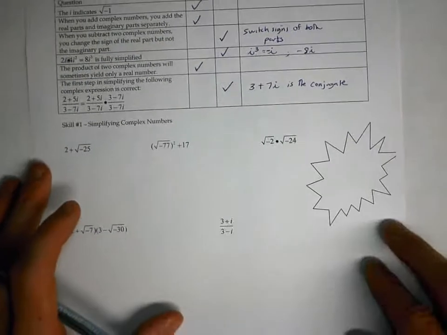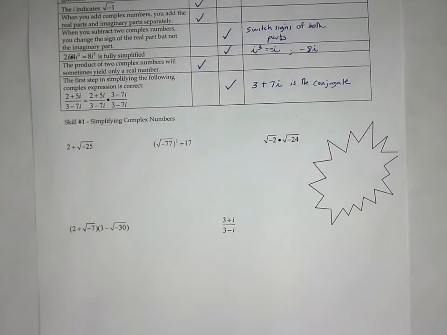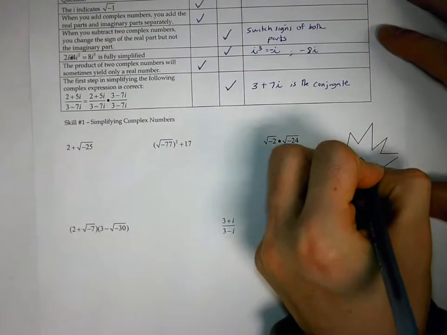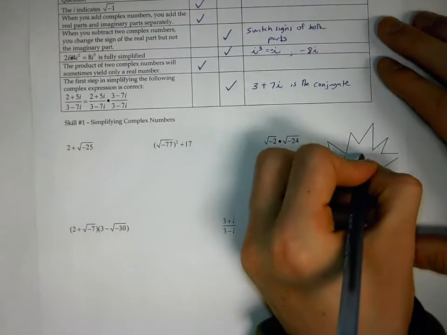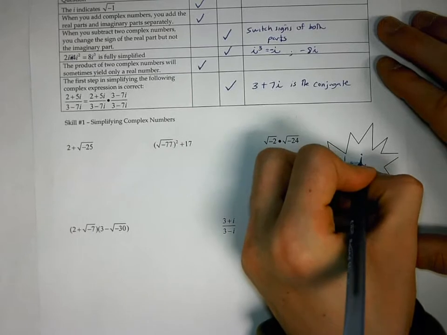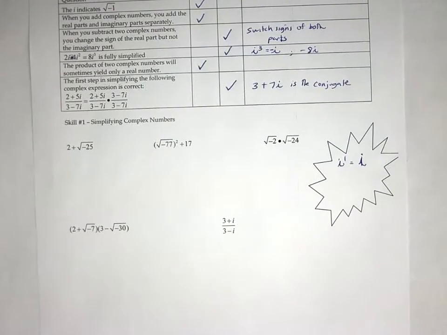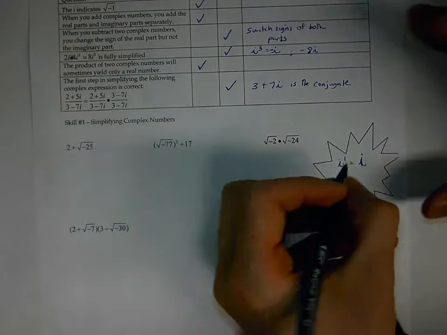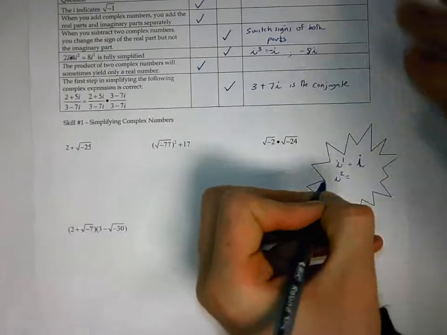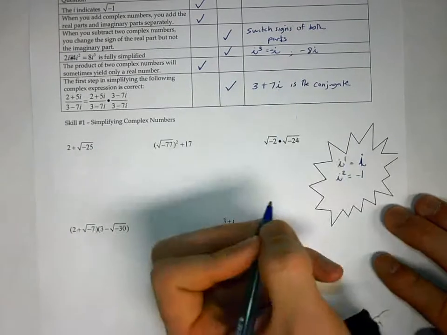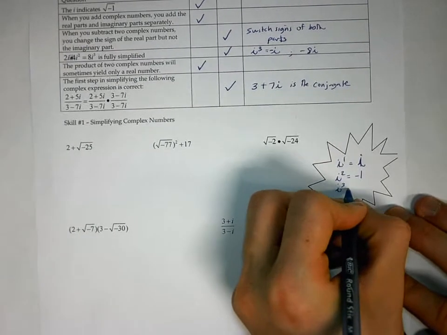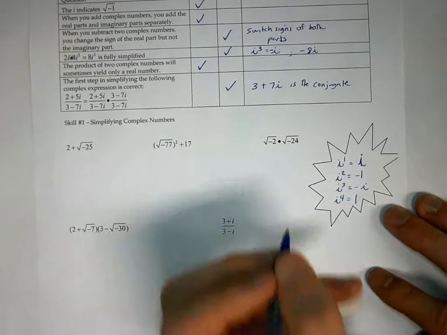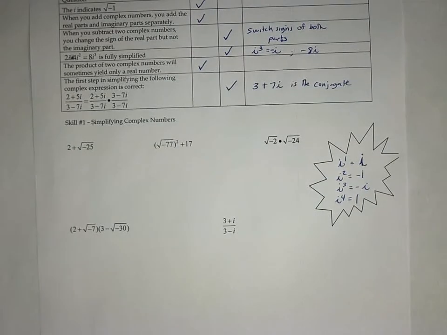So with these complex numbers, a couple of things you want to know about the pattern of complex numbers. The first is the pattern of i's. i to the first is equal to i. i squared is equal to -1. i cubed is equal to -i. And i to the fourth is equal to 1.